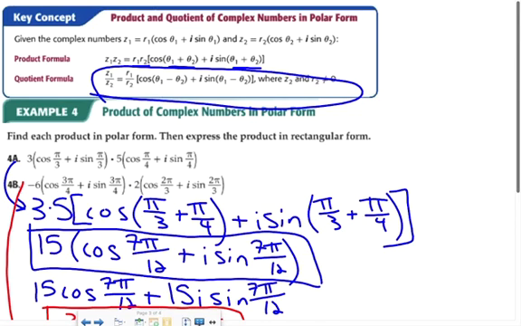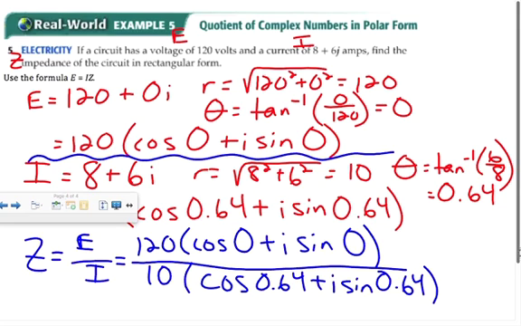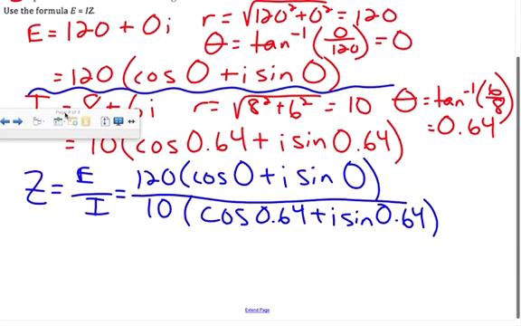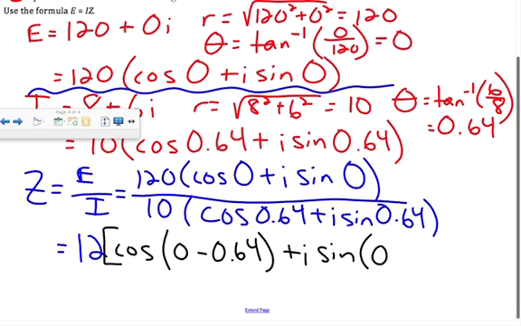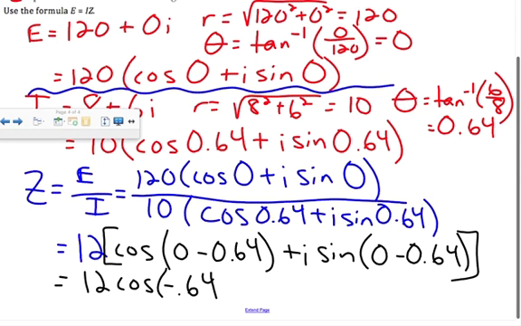So notice what's happening in this formula. The two moduli are getting divided. That's easy enough. And then it's still cosine of something plus I times the sine of something, and what's inside those parentheses is the difference of the angles in the order in which they're being divided. So this will become 120 divided by 10 is 12 times, use a bracket, the cosine of 0 minus 0.64 plus I times the sine of 0 minus 0.64. When I simplify this, I have 12 times the cosine of negative 0.64 plus I times the sine of negative 0.64.